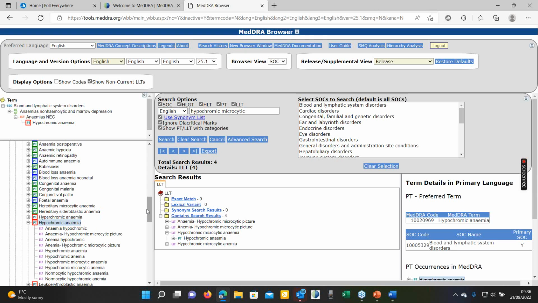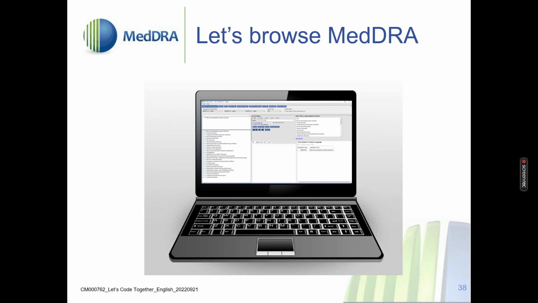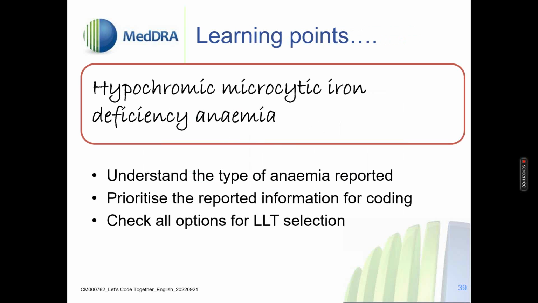Based on Dorland's, which was what I wanted to show you in the browser, and the reference that we just showed you, I would code that to the iron deficiency because it says that it is a type of hypochromic microcytic anemia. And in that way, I see iron deficiency as being more specific.